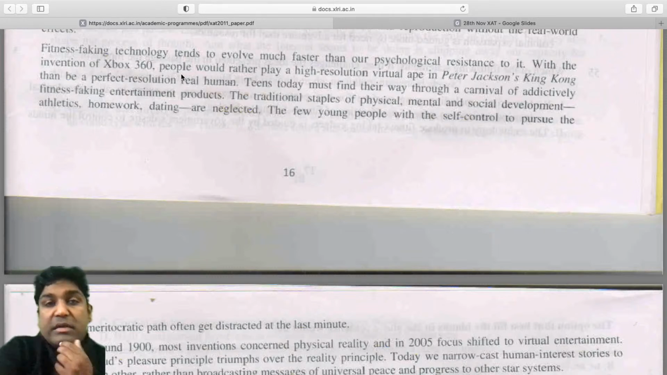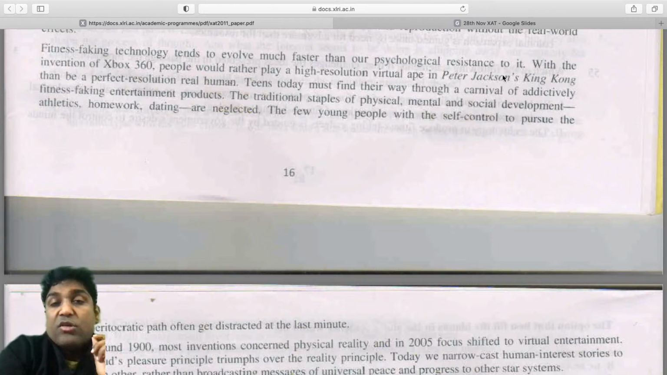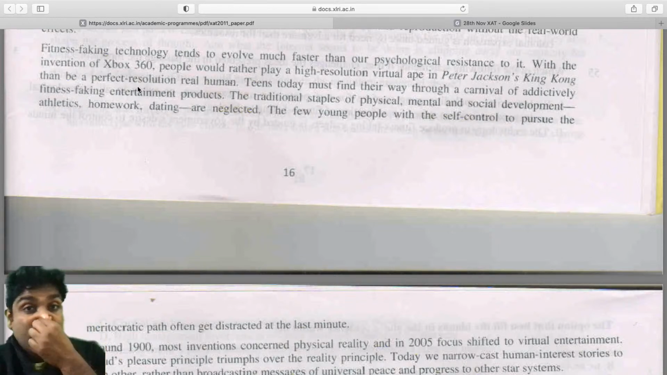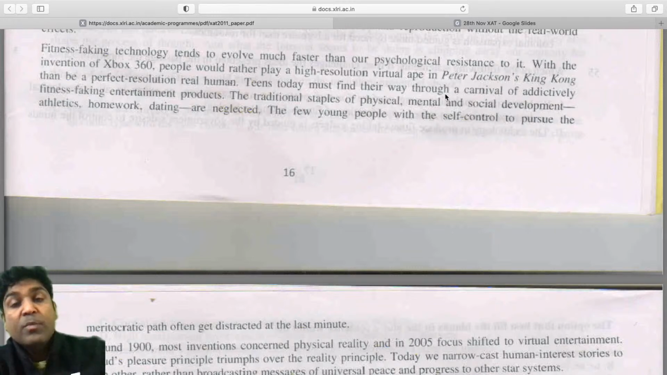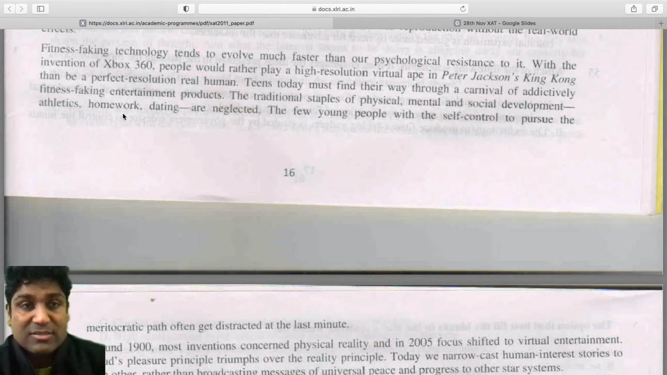Fitness-faking technology trends tend to evolve much faster than our psychological resistance to it. With the invention of Xbox 30, people will rather play a high-resolution virtual ape in Peter Jackson's King Kong than be a perfect resolution real human being. Teens today must find their way through a carnival of addictively fitness-faking entertainment products. The traditional staples of physical, mental, and social development, athletics, homework, dating, are neglected.